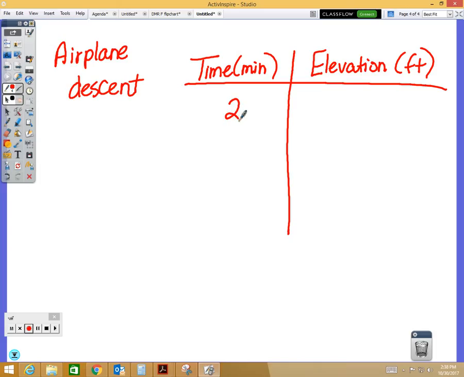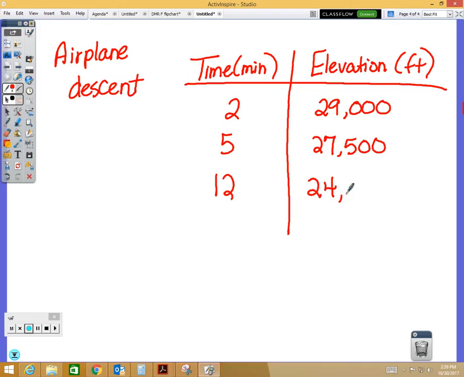So after 2 minutes, the plane is going to be at 29,000 feet. After 5 minutes, the plane's going to be at 27,500 feet. And descent means down. And after 12 minutes, it's going to be at 24,000 feet. Because a plane can't descend too quickly or the passengers would get sick. Okay? It would not be good.